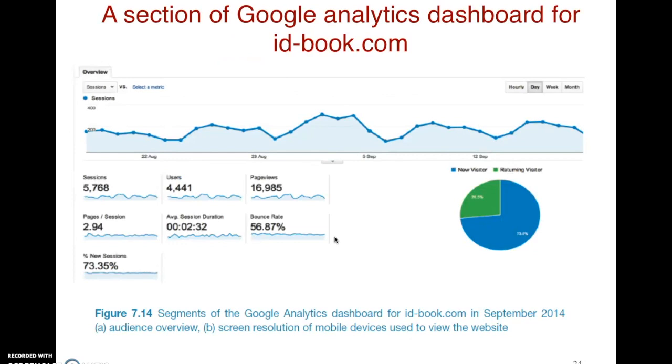This is an example of a section in the Google Analytics dashboard for the idbook.com website. It shows information about how many users are using the website between August and September. It also shows that the users on average spend about 2 minutes and 32 seconds on the website. It also shows the bounce rate, which is 56.87%, which is quite high.